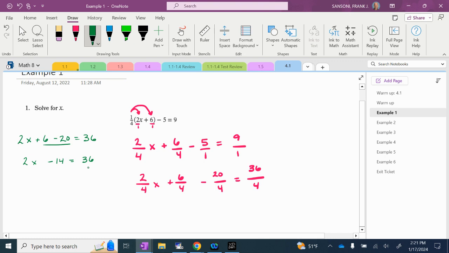My x is getting closer to being by itself because my goal is to solve for x. I want to get rid of minus 14 because it says 2x minus 14. How do you get rid of minus 14? You add 14.